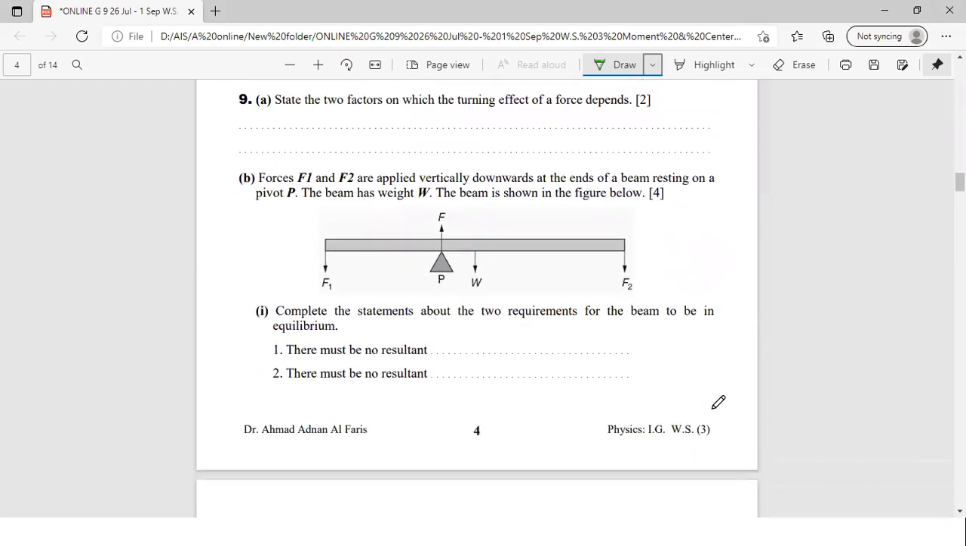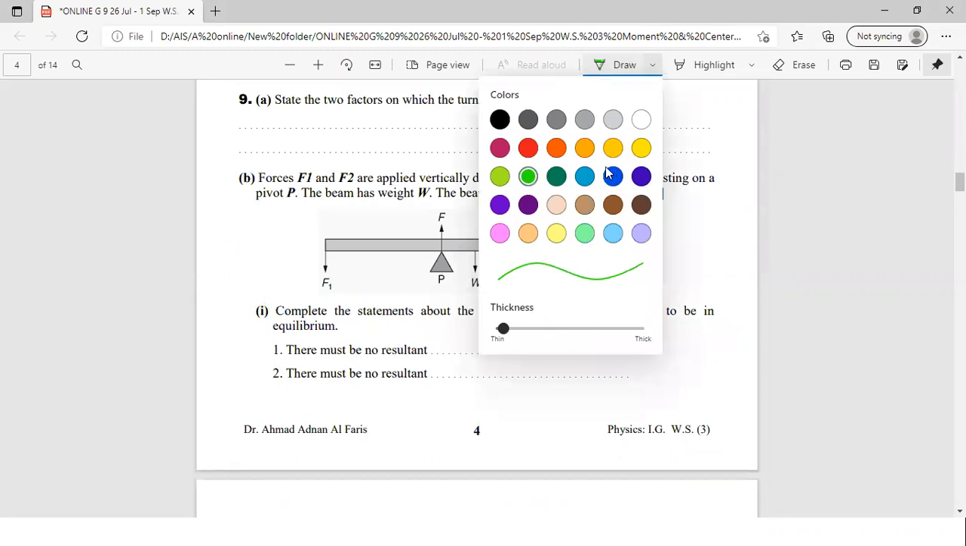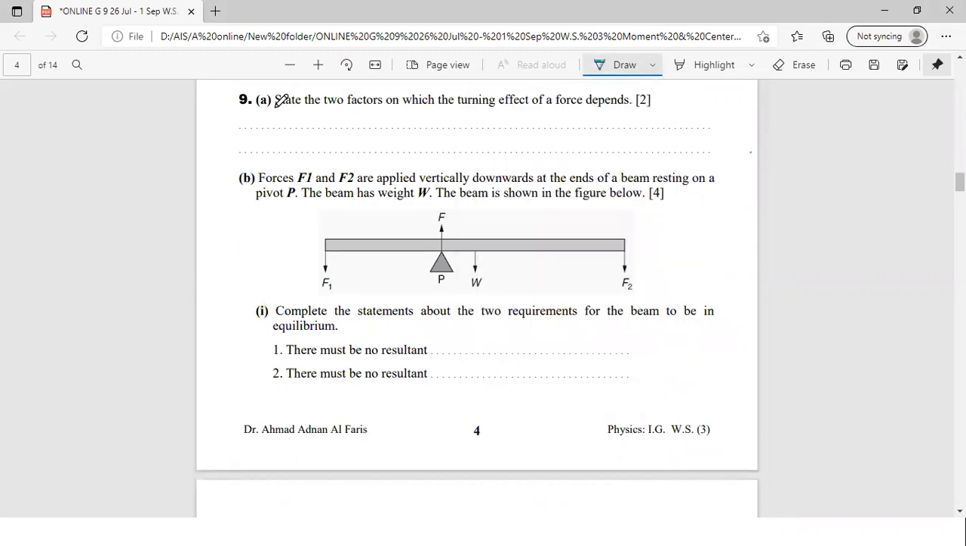Question number 9, page number 4. In this question, what do they ask? State. That means you already know the answer. State the two factors on which the turning effect of a force depends. Number 1, what do you think the answer is? The force. Right? How much is the force? Is it small or big? And number 2, yes, thank you, the distance. The perpendicular distance of the force from the pivot.